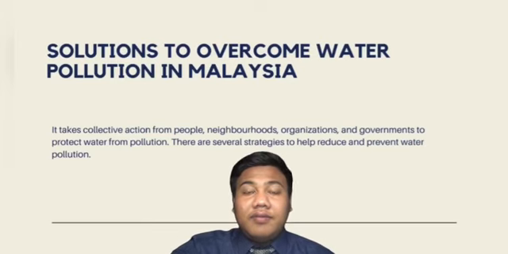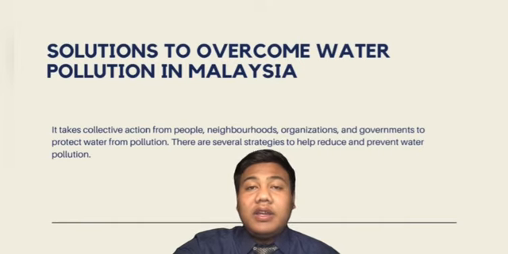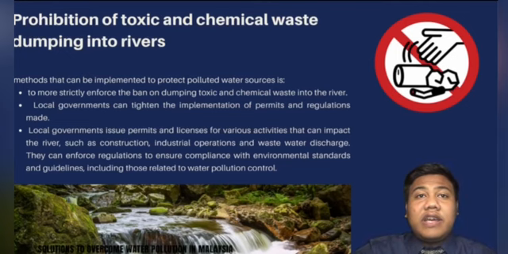Solutions to overcome water pollution in Malaysia. It takes collective action from the people, neighborhoods, organizations and governments to protect the water from pollution. There are several strategies to help reduce and prevent water pollution. Prohibition of toxic and chemical waste dumping into rivers.